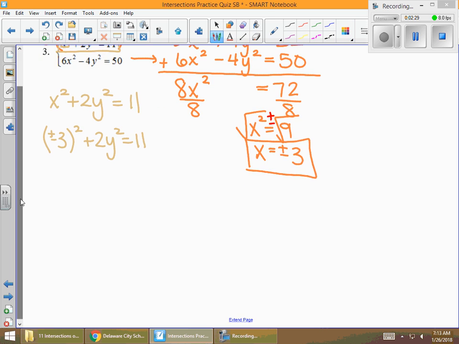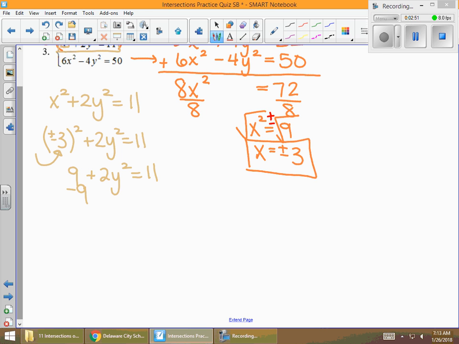That's more for me than it is for anybody else. I just want to show, hey, this is my input, and what I get out for y is going to be my output. And this is potentially going to give us 4 solutions. Positive 3 squared would be 9, negative 3 squared would also be 9, which is why it works to put it in like that.